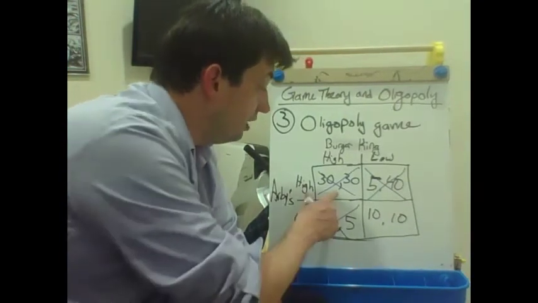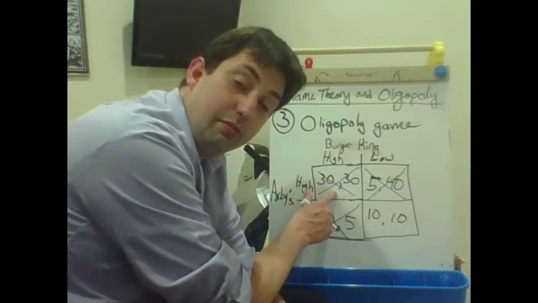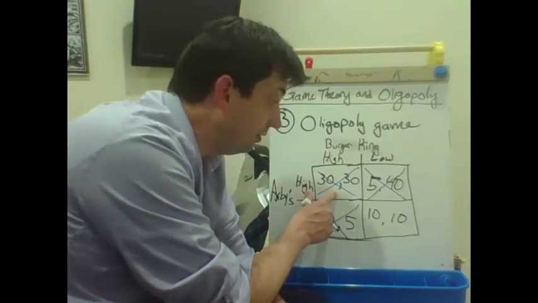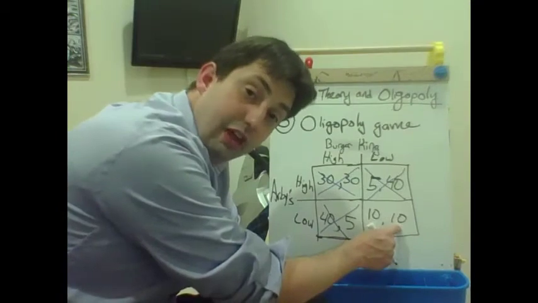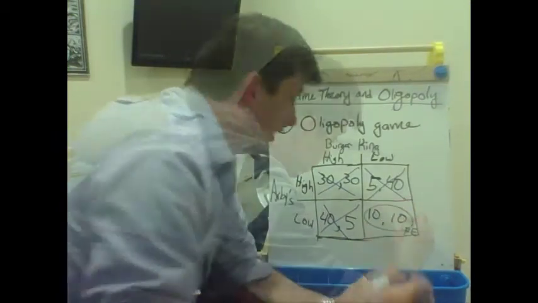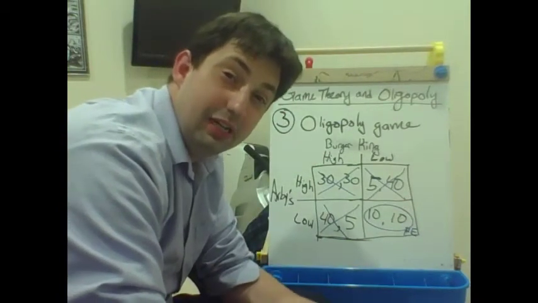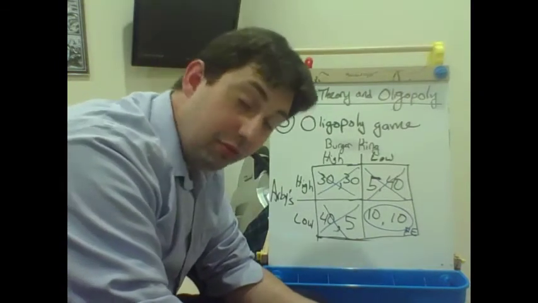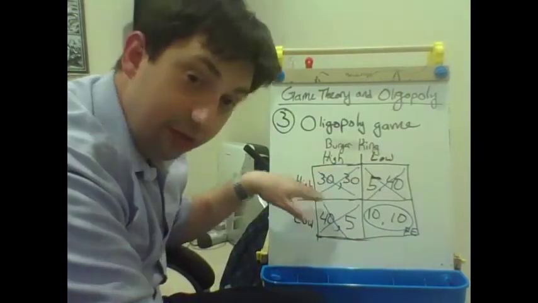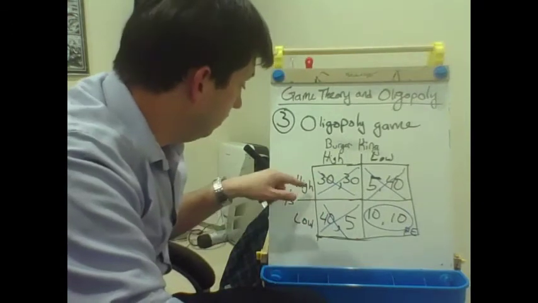Because even though this is the best case for them, right? This is 30 million each in profit, total is 60 million in profit. This is the Nash equilibrium. It's a prisoner's dilemma game. It's exactly the same thing as a prisoner's dilemma game. Low is the dominant strategy.